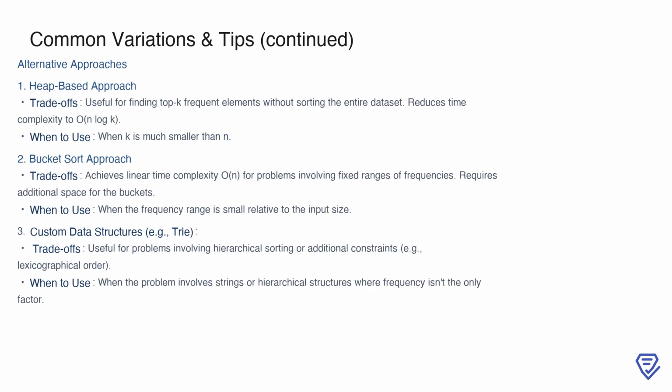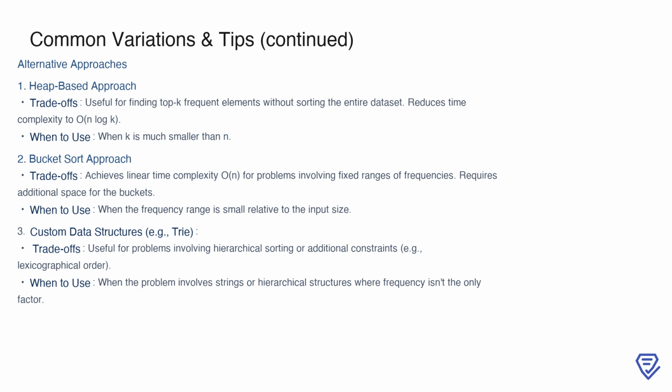There are also several alternative approaches worth exploring for this problem. A heap-based approach, for instance, is an excellent choice when you're only interested in the top k frequent elements. It avoids sorting the entire dataset, bringing the time complexity down to O(n log k). This is particularly beneficial when k is much smaller than n. Another option is the bucket sort approach, which achieves linear time complexity, O(n), by grouping elements into buckets based on their frequencies. However, it does require extra space to store the buckets, so it's most effective when the range of frequencies is small relative to the input size.